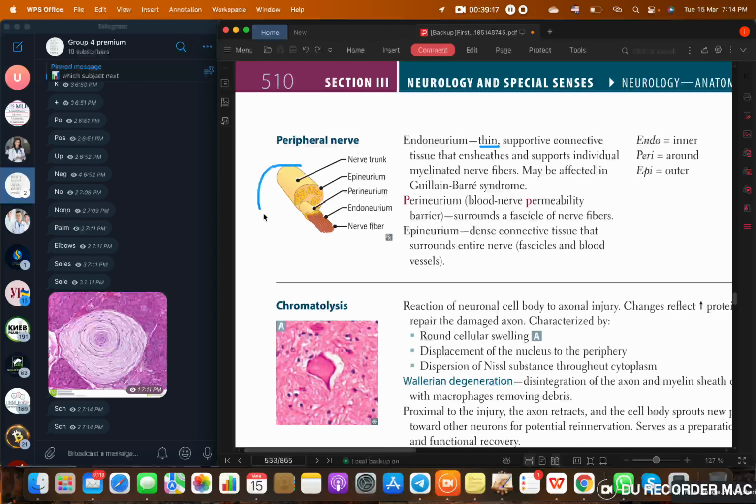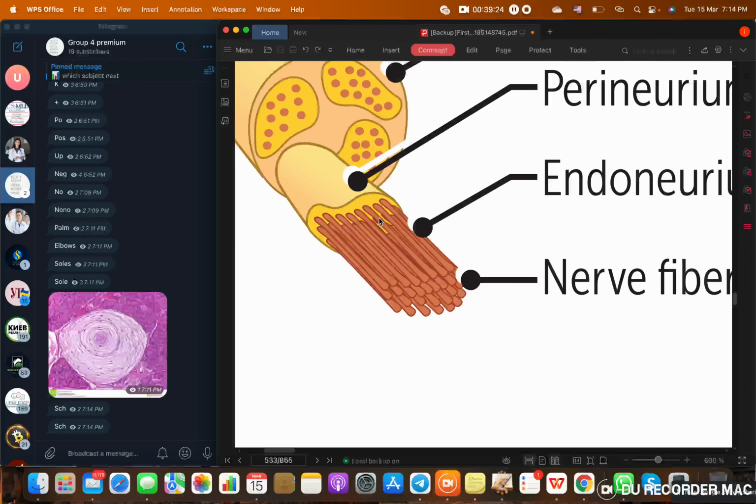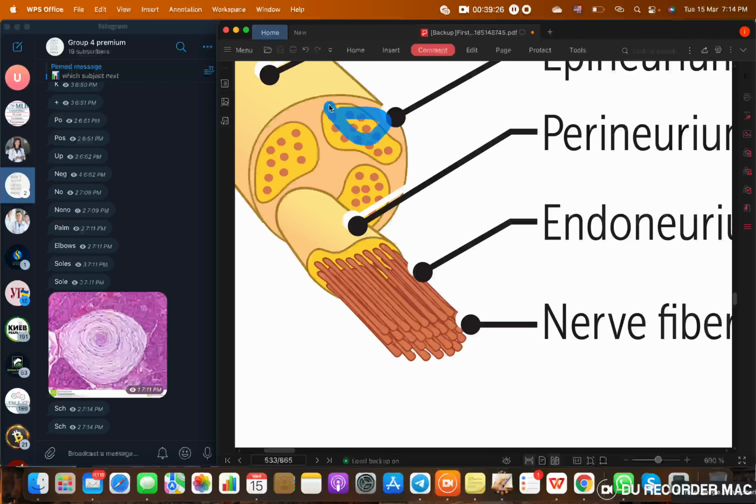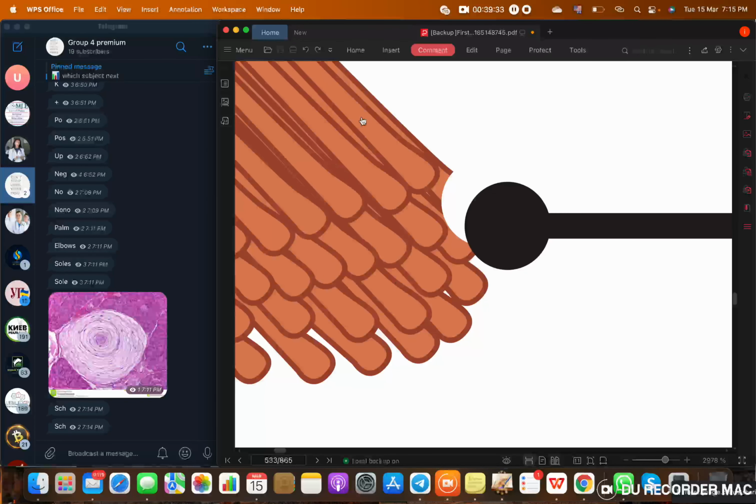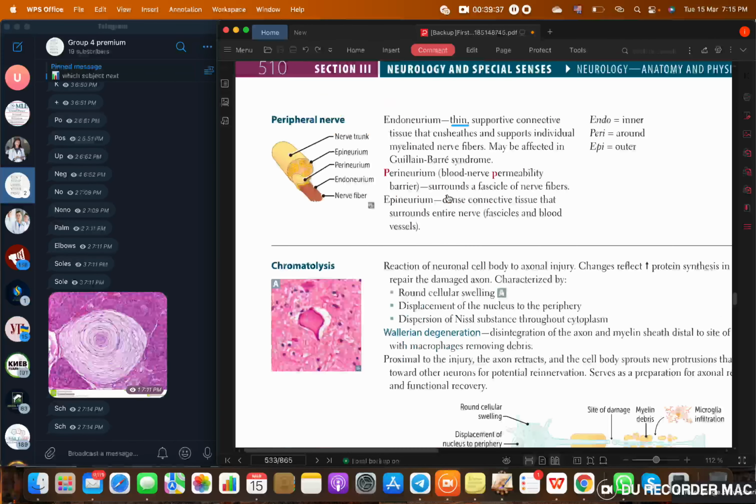So you are like, oh, so this is the nerve, so the Schwann cells are here. No, they are not. So this is the nerve fiber and the Schwann cells are on it. Yes. So the Schwann cells are on the nerve fiber inside of the endoneurium, and they can be affected in case of Guillain-Barré syndrome. Why? Because Guillain-Barré syndrome destroys the Schwann cells.